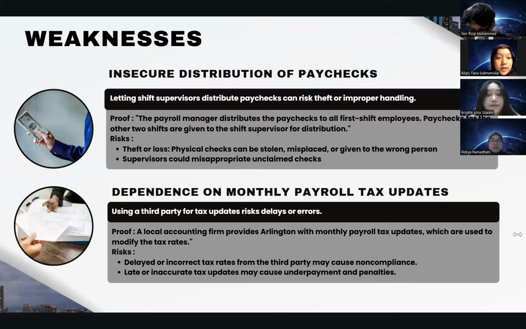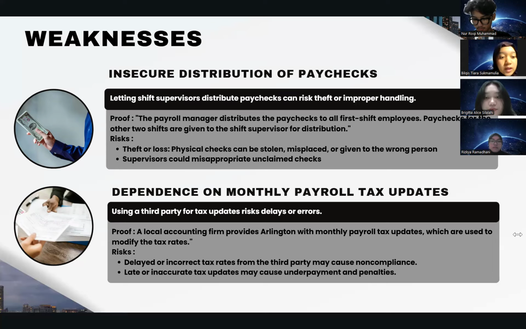And the next weakness is insecure distribution of paychecks. Letting shift supervisors distribute paychecks can risk theft or improper handling. The proof is the sentence: the payroll manager distributes the paychecks to all first shift employees. Paychecks for the other two shifts are given to the shift supervisor for distribution. The risks are theft or loss, that physical checks can be stolen, misplaced, or given to the wrong person. And the next risk is supervisors could misappropriate unclaimed checks.